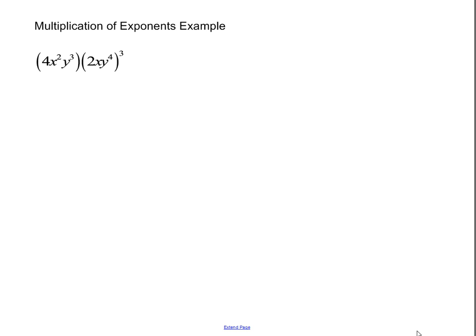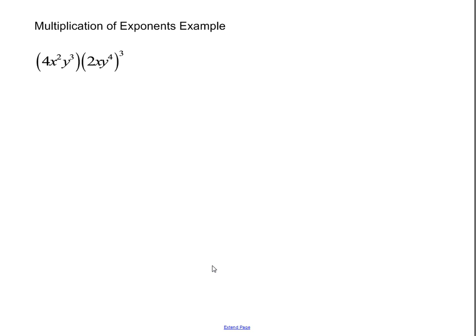Okay, so let's make our example a little bit more complicated this time. This time, we've got a couple of things going on. We have 4x squared times y to the third in parentheses, but in the next set of parentheses, we've got 2xy to the fourth, and all of that is raised to the fourth power.